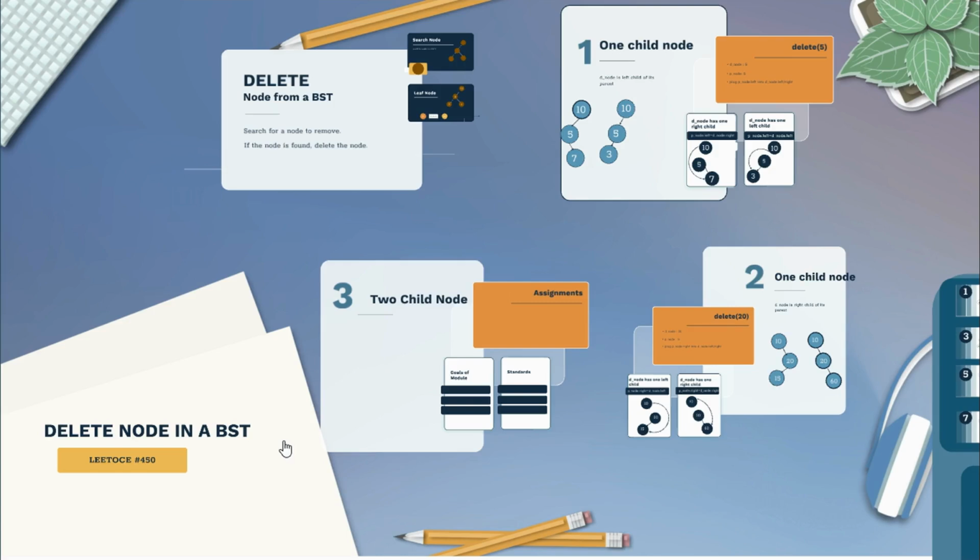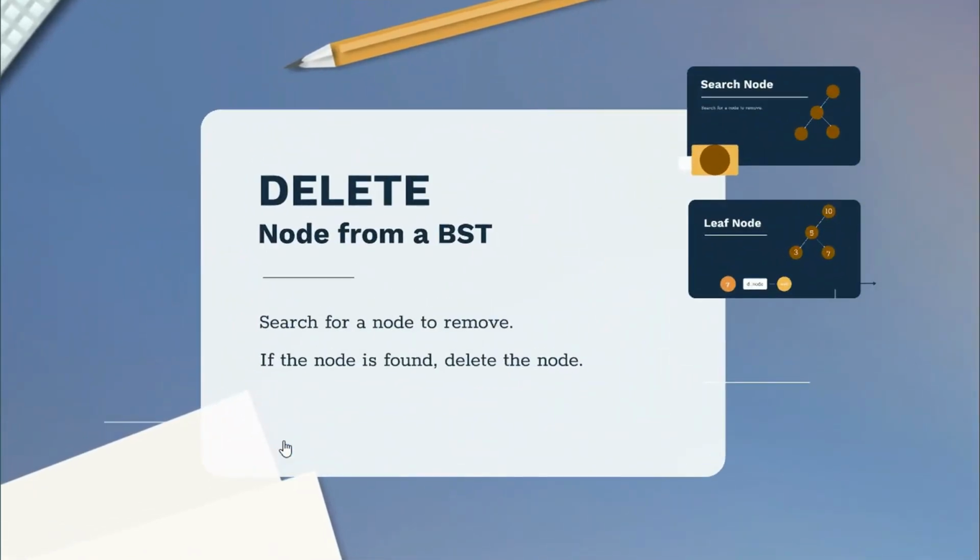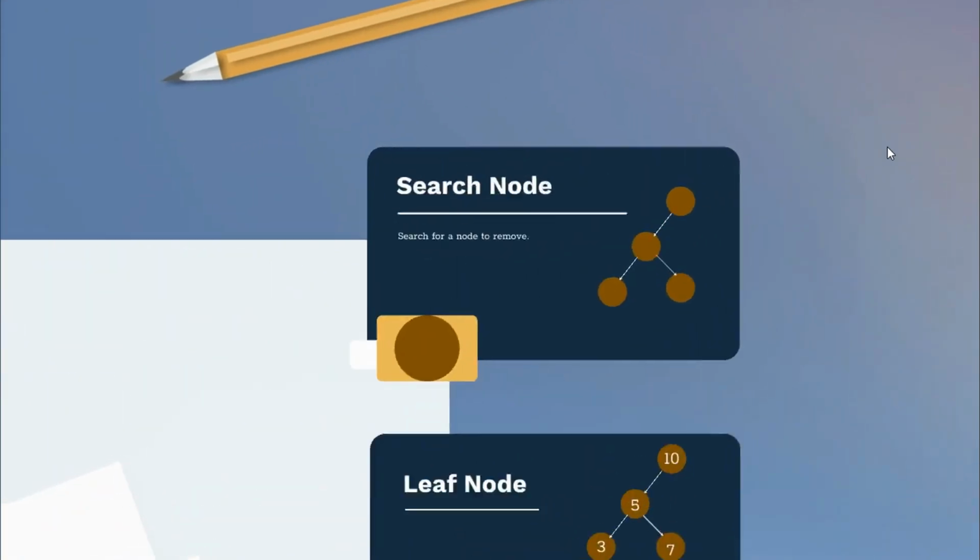Today's question is to delete a node from a binary search tree. Let's divide this question into two parts. First, get the node you want to delete, then delete the node. Search for the node you are going to delete.